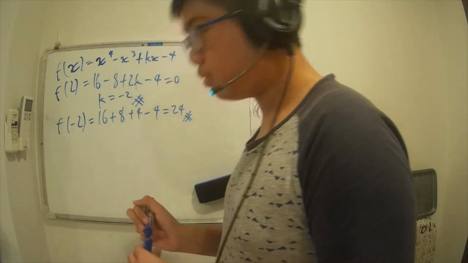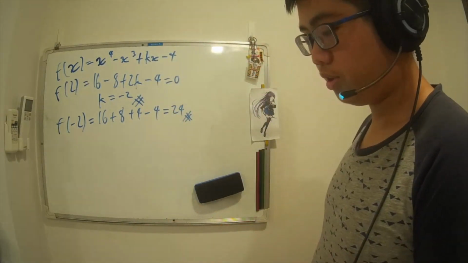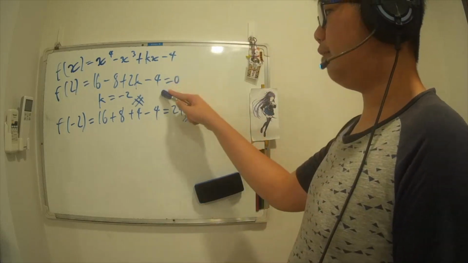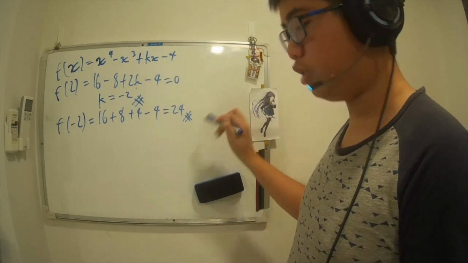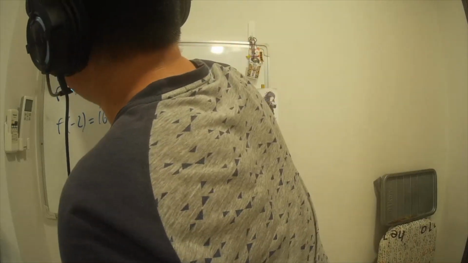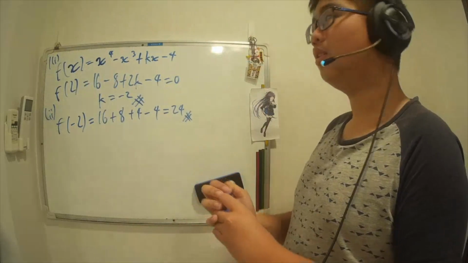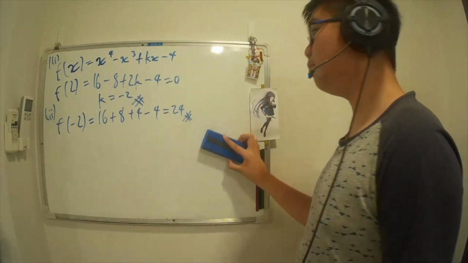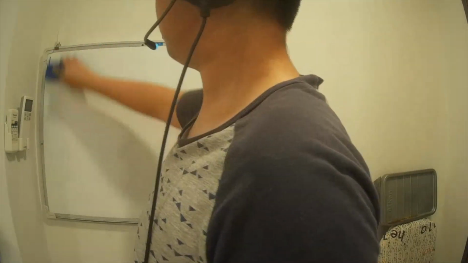Right. Is there any problem with this question? I don't think so. For question 1, the answer is k is negative 2 for part 1. Part 2, the answer is 24. I should write this. This is question 1, part 1, and this is part 2. Alright, so yeah, this should be okay. I don't even know why it's in the O levels. Let's go to question 2 now.